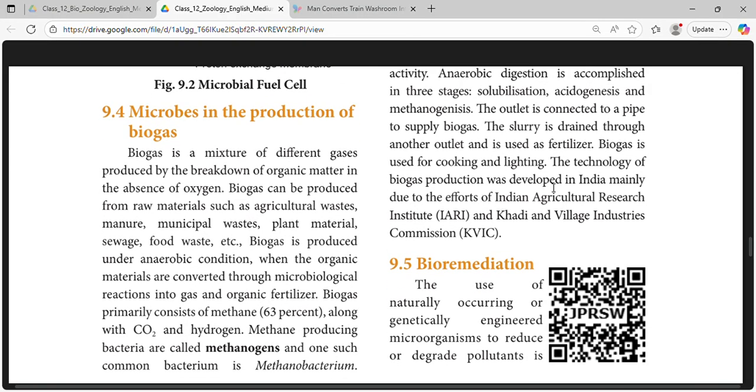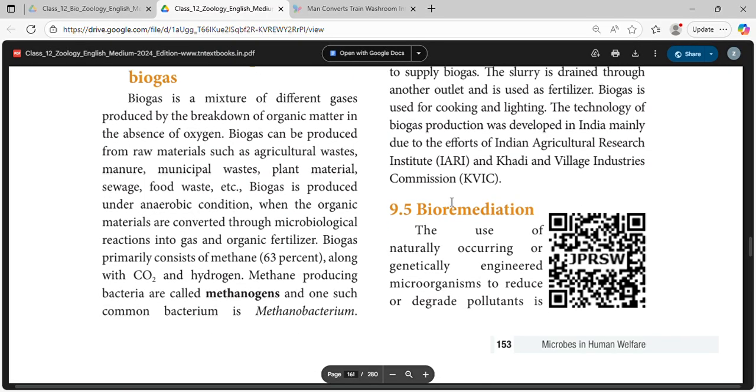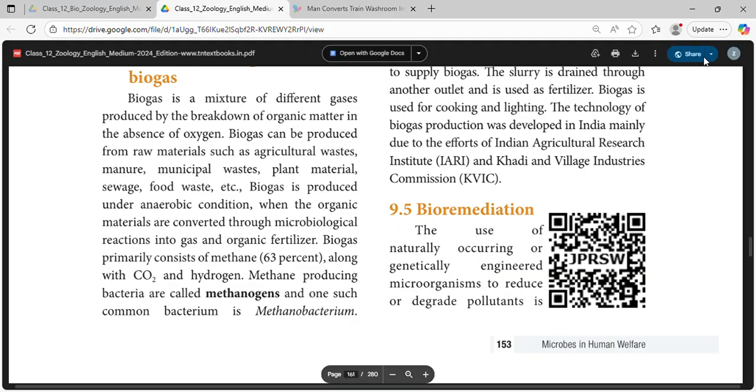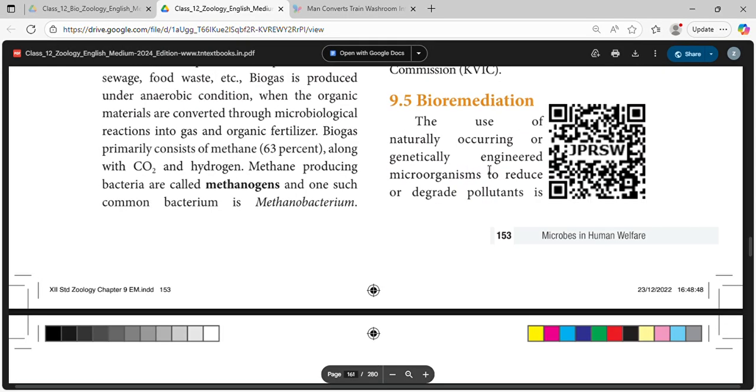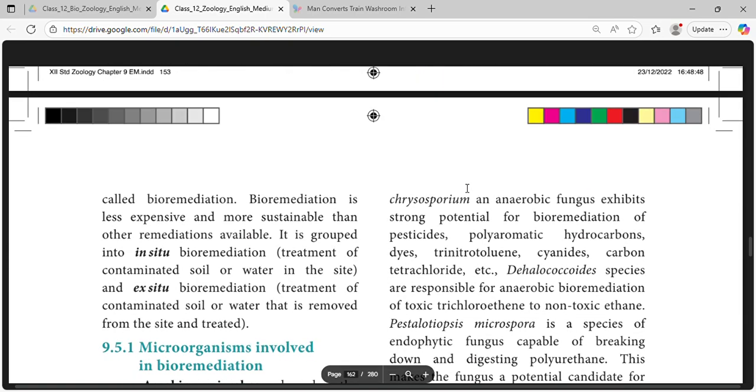The technology of biogas production was developed in India mainly due to the efforts of the Indian Agricultural Research Institute (IARI) and Khadi and Village Industries Commission (KVIC). The use of naturally occurring or genetically engineered microorganisms to reduce or degrade pollutants is called bioremediation.